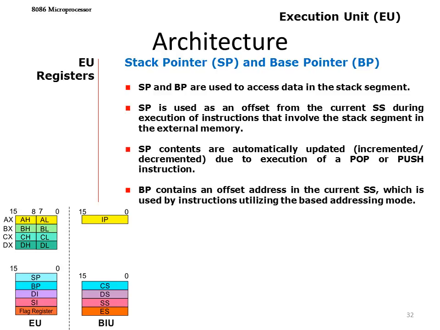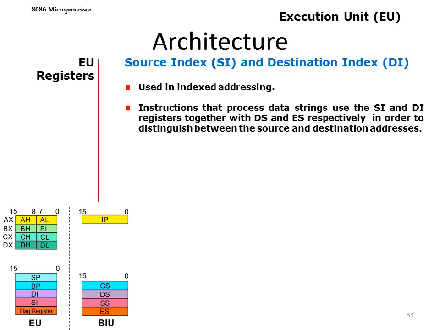Stack pointer and base pointer are used to access the data in the stack segment. SP is used as an offset from the current stack segment SS, and SP contents are automatically updated due to the execution of a pop and push. Source index and destination index are used in index addressing. String instructions process the data strings, using the SI and DI registers together with the data segment and extra segment respectively in order to distinguish between the source and destination.